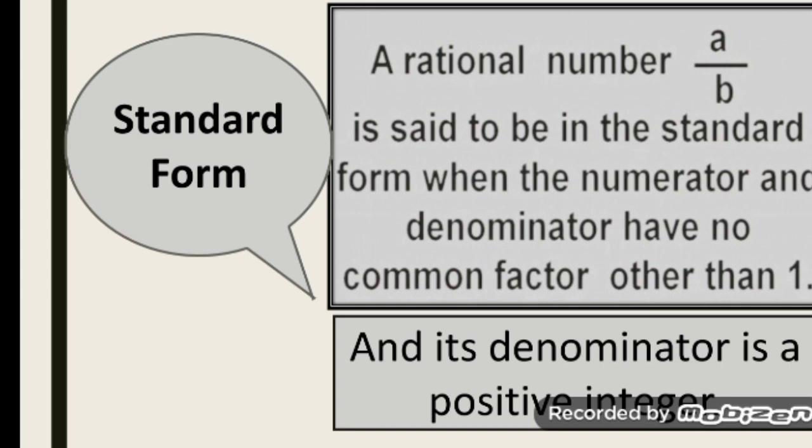Secondly, its denominator is a positive integer. It means that the denominator of the rational number in standard form must be positive. So there are two conditions for a rational number to be in standard form: the rational number must be in lowest form and its denominator must be positive.